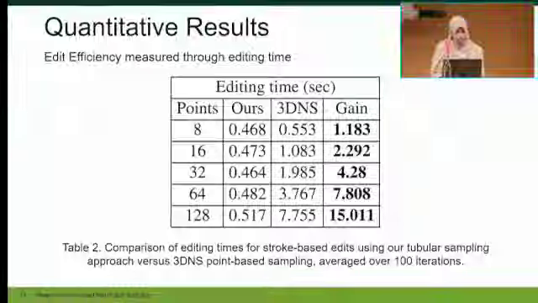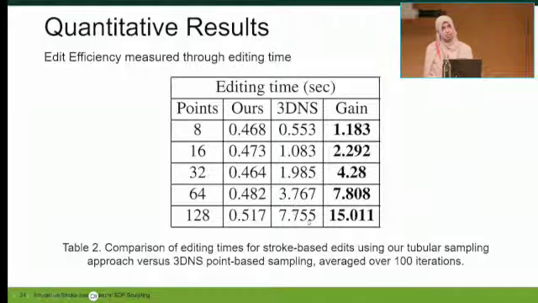if we change the number of points that are used along the stroke, then 3D NS scales badly, and it takes around 8 seconds to create a stroke that has 128 points along the stroke direction. Compared to ours, however many points we vary, we usually do the whole edit within a second, and the gain is significant when it comes to using our method.